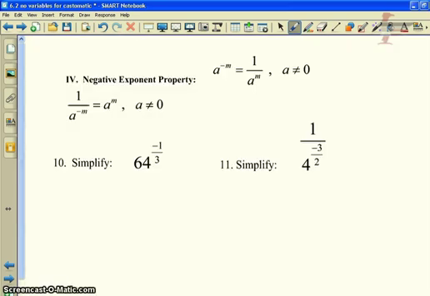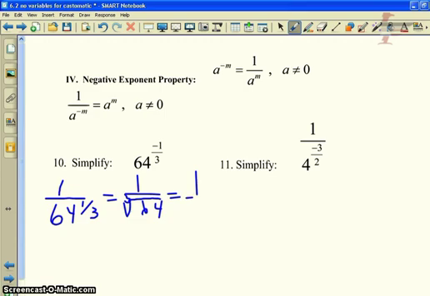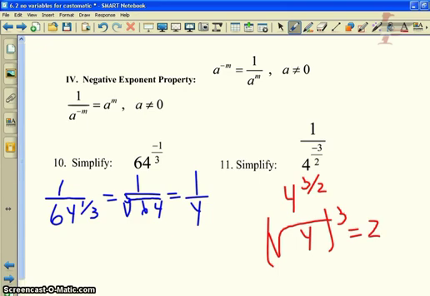When dealing with negative exponents, we want to make them positive. So we're going to take and go 1 over 64 to the positive 1/3. And then we want to just go ahead and change it from exponential to radical form. So 1 over the cube root of 64, which is 1/4. And then the next one, you'll notice that it's in the denominator. So to make it positive, we move it to the numerator. So we would have 4 to the 3/2. If we change that to radical form, we would go the square root of 4 all raised to the 3rd power. The square root of 4 is 2. 2 to the 3rd is 8.